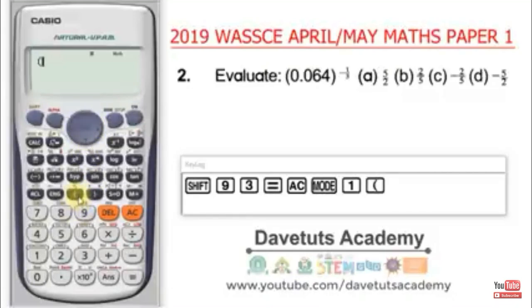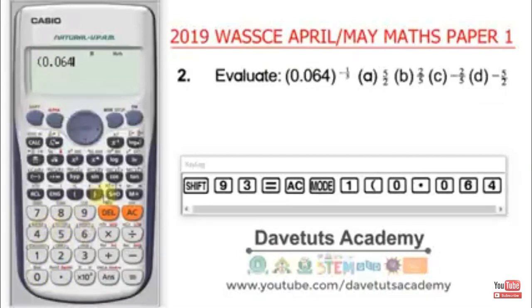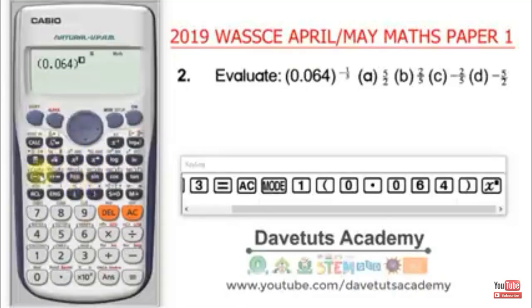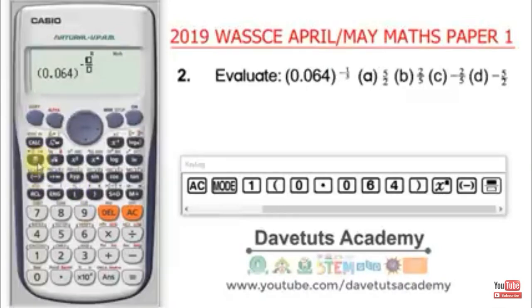So I open my brackets, then 0.064. I close the bracket. Raised to power minus 1 over 3. I will use the x raised to power button. Okay. So I want to put a fraction, so I can say minus the fraction here. This is the fraction button. Okay. Minus 1. Then I will go to the denominator, 3.